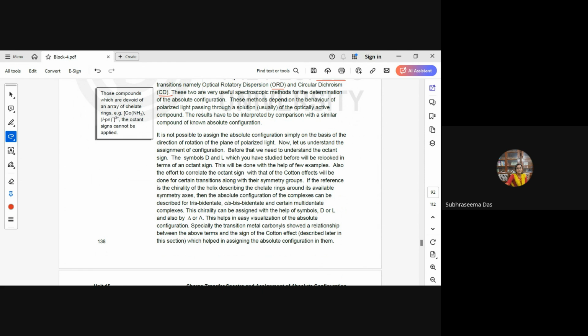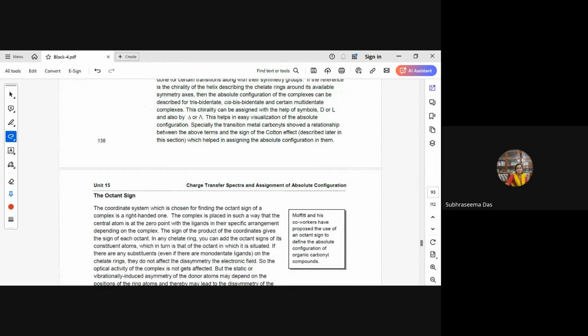There is a rule that is called the octant sign. Then, from looking at the Cotton effect, we can find out the actual configuration. So first, we'll start with the octant sign.